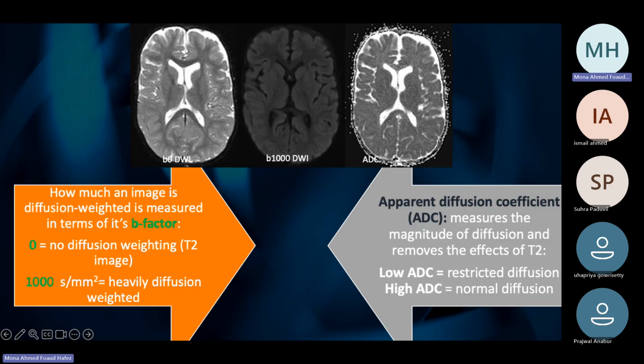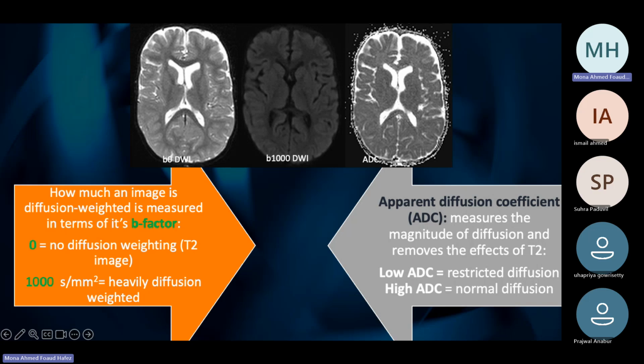Diffusion weighted images are T2 based images. How much diffusion is measured in an image? It is measured in terms of the B factor. B factor 0 means no diffusion weighting; it is a T2 image. When we increase it, we increase the diffusion. It can be more than 1,000 seconds per millimeter square, which is a heavily diffusion weighted image.